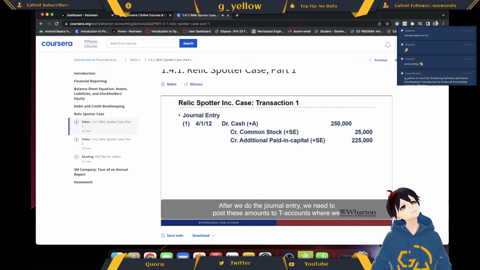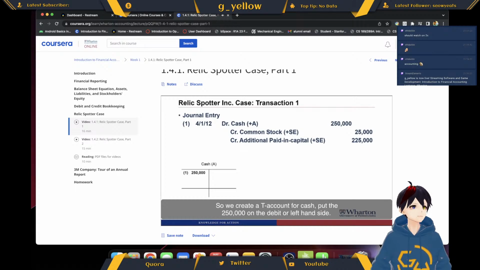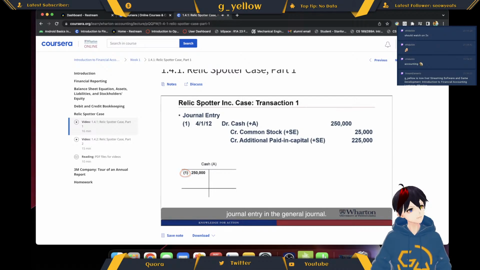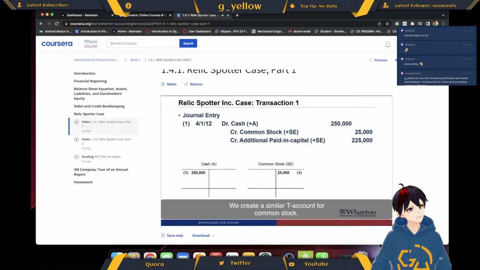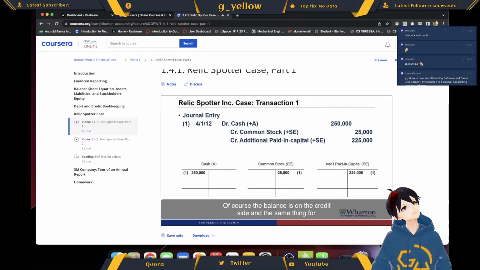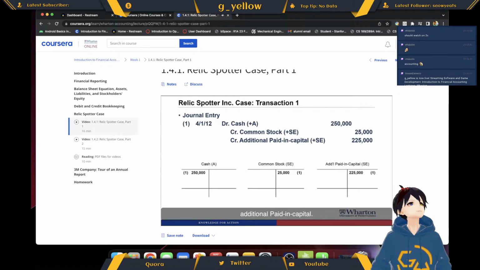After we do the journal entry, we need to post these amounts to T accounts, where we can keep a running total of the balance in each account. So we create a T account for cash and put the $250,000 on the debit or left-hand side. We put a little 1 there so that we can trace this number back to the original journal entry in the general journal. We create a similar T account for common stock. Of course, the balance is on the credit side, and the same thing for additional paid in capital.